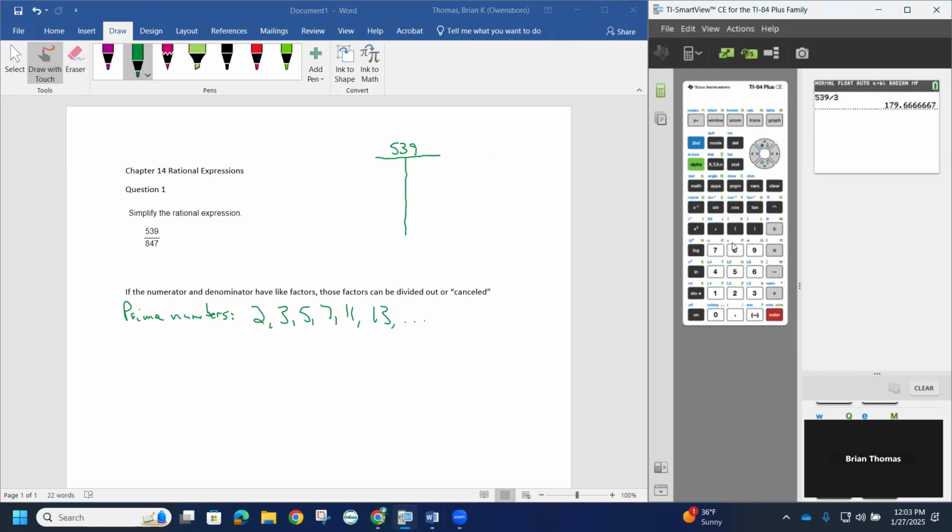Well, 5's not going to work because it doesn't end in a 0 or a 5. So let's try 7. So 539 divided by 7 is 77. So I can change 539 to 7 times 77. Now the question is, is 77 still factorable? It looks like 7 does go into 77 as well. So 77 divided by 7, notice how that would be an 11. So I kind of know my multiples of 11 there. So 7 is going to go into 77 11 times.